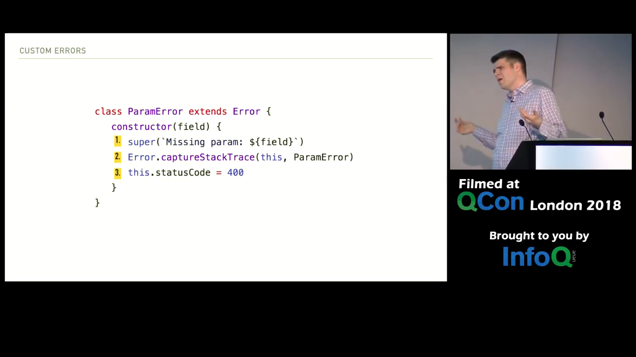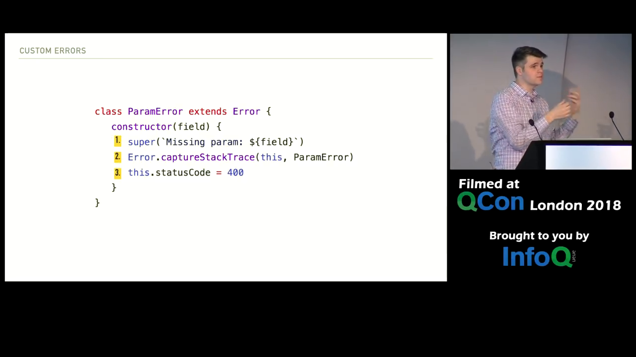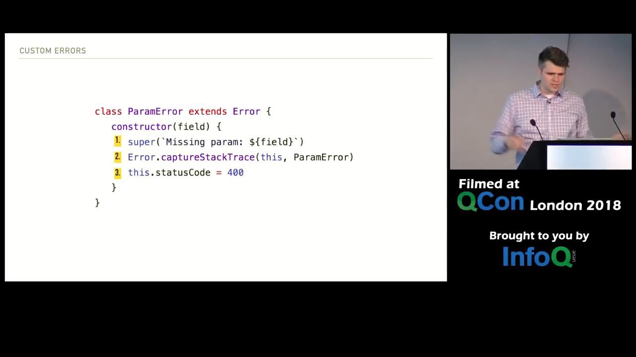Now you're probably thinking, why would I add a status code to an error object? Well, it's a parameter error. And so for missing parameters, you might want to give that a status code 400. There's probably a better status code. This is just an example.